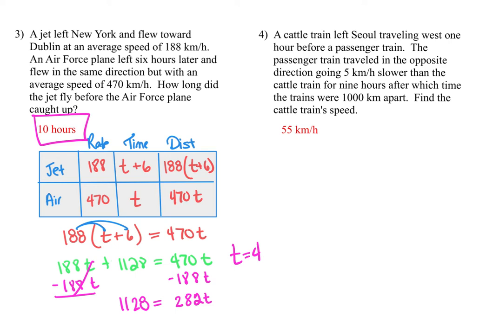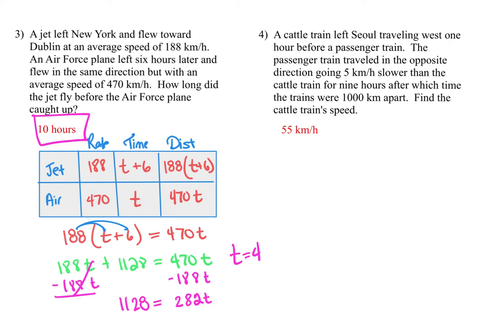It says a cattle train left Seoul traveling west 1 hour before a passenger train. The passenger train traveled in the opposite direction, going 5 kilometers slower than the cattle train for 9 hours, after which time the trains were 1,000 kilometers apart. Find the cattle train's speed.